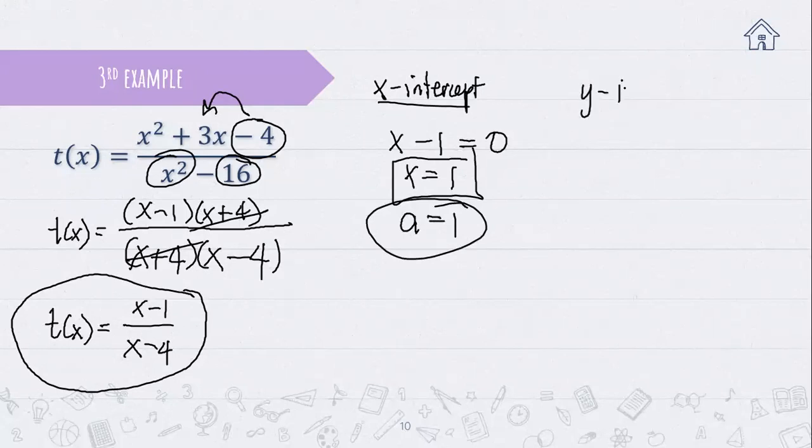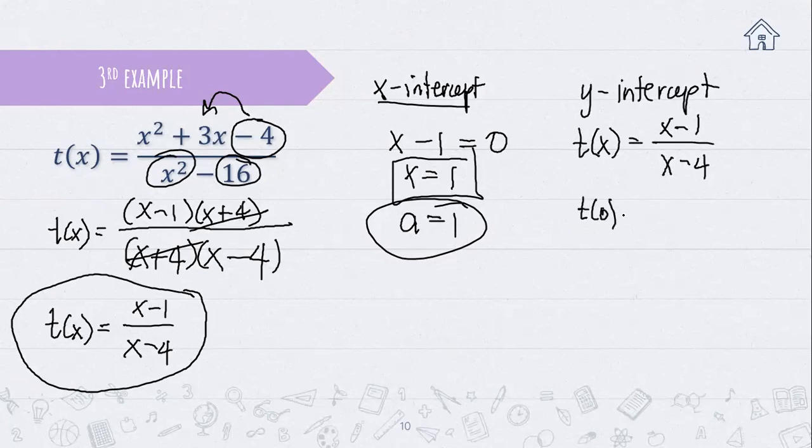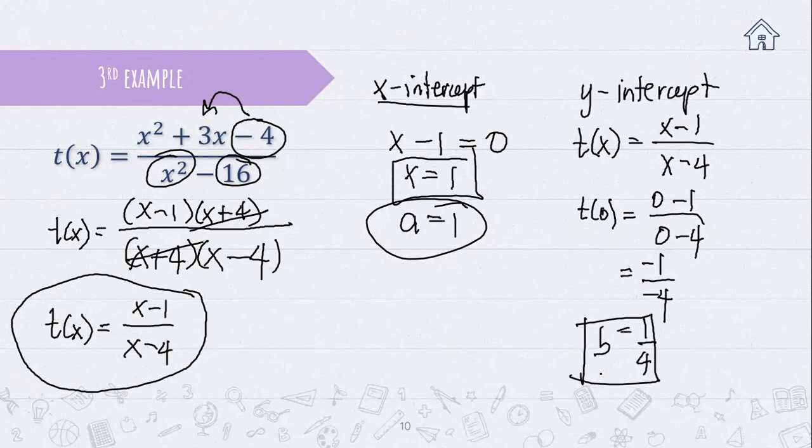How about y-intercept? Ayan. So kunin natin yung function T of X is equal to x minus 1 all over x minus 4. Substitute natin yung x with 0. So that would be 0 minus 1 all over 0 minus 4. So we have negative 1 all over negative 4. So negative divided by negative is positive. So our B is 1/4.